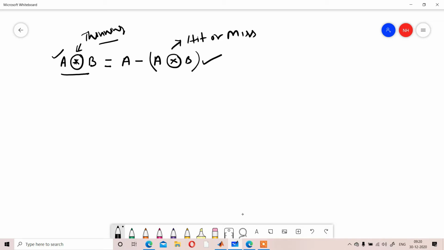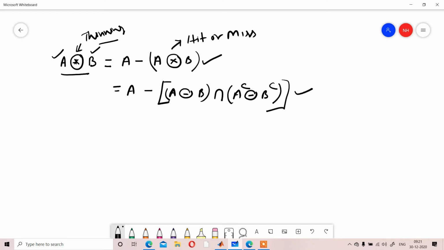That equation you can write as A minus simply the hit-or-miss transformation equation, that is A erosion B intersection A complement erosion B complement. So that will give you the thinning of A considering a structuring element B.